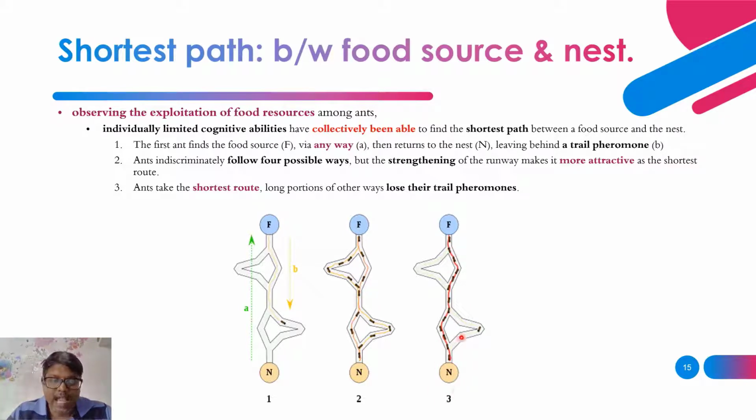So ants take this shorter route, and because it will be there for a longer time, the trail pheromone on the remaining long-distance paths would have evaporated if evaporation has been considered. So the ants will not follow any other longer path, they will follow only the shorter path. So that's about this.